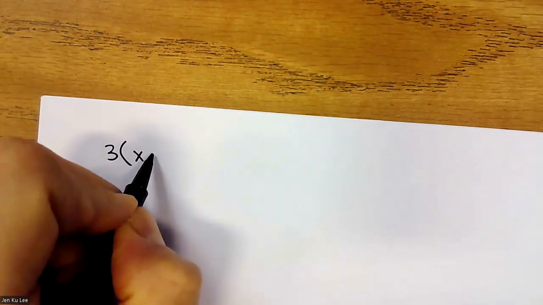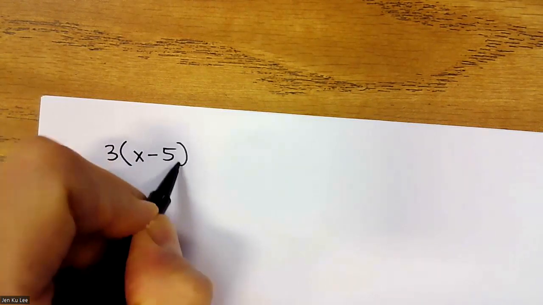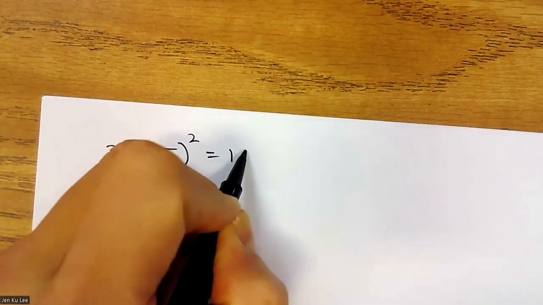But that was just a little extra for you guys to think about, because all of these ideas that we're covering in this class are all interconnected. Okay? So 3 times x minus 5 quantity squared equals 18.